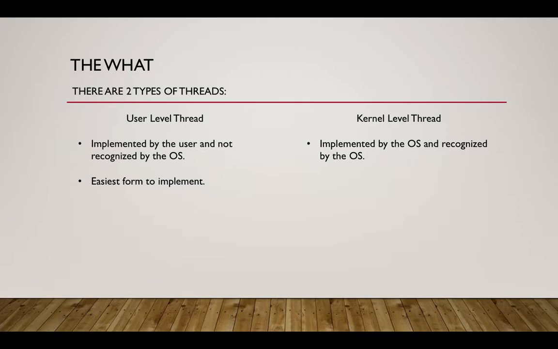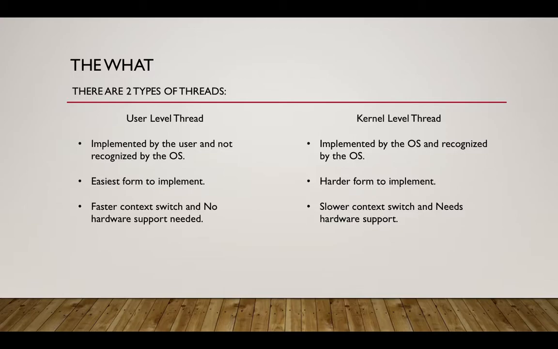As stated earlier, user level threads are much easier to implement, as they don't need to be recognized by the OS, whereas recognition from the OS is needed on the kernel side. It does allow for faster context switching and no need for hardware support on the user level, as this is done through the user. On the other hand, the kernel still needs hardware support in order to do context switching.